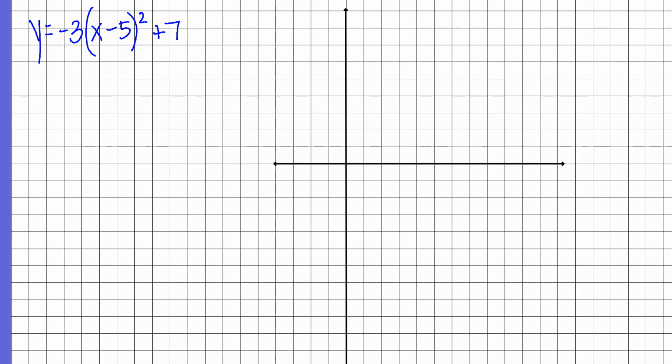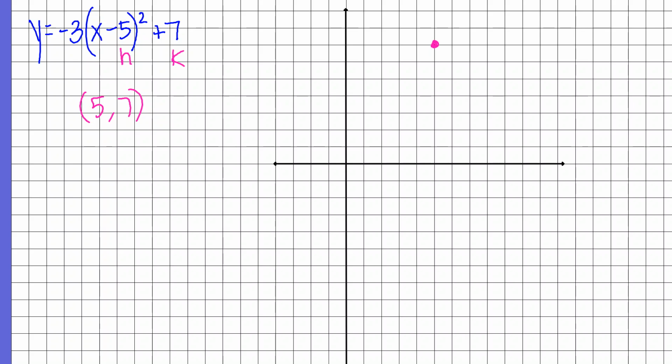In this video, we're going to go over graphing quadratic equations in vertex form by plugging in some points. So the first thing we want to do is find the vertex, and the vertex is (h, k), which in this case is (5, 7). So that would be 5, 1, 2, 3, 4, 5, 6, 7. The vertex is right there.